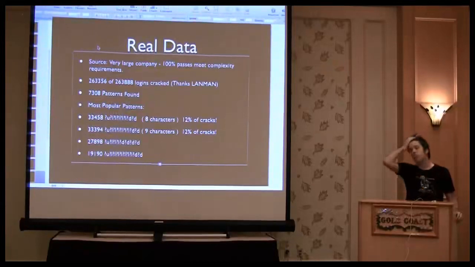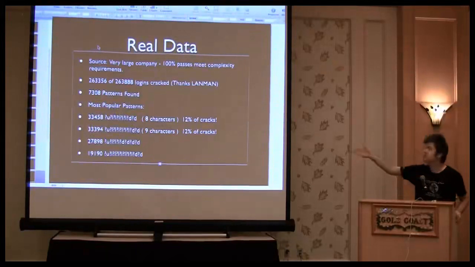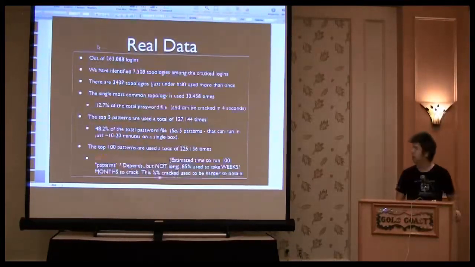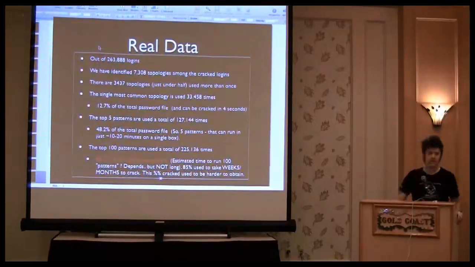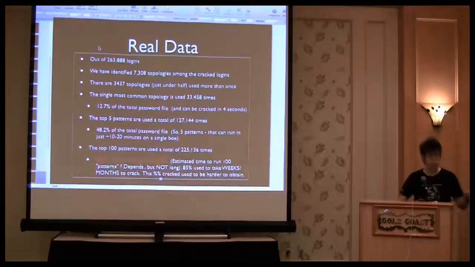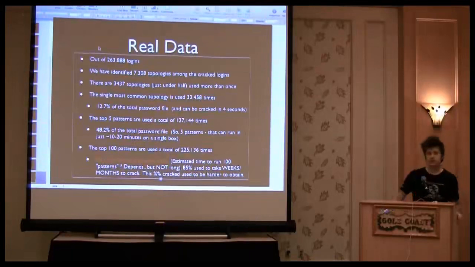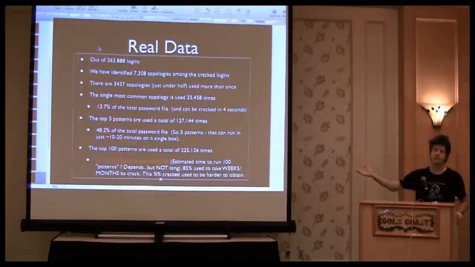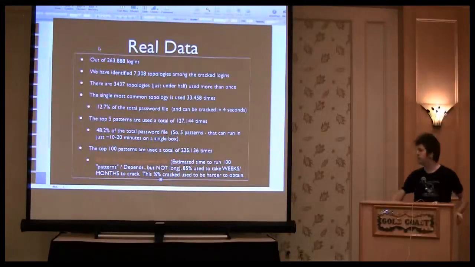The second most popular one is 9 characters, and it's 12% as well. Going on down, you can see the numbers fall off. Out of the 263,000, we identified 7,000 topologies, patterns. That's all that means. Roughly 3,000 of them were used more than once, so the other ones were one-offs. Good for them. The most popular one was used 33,000 times. It's 12% of the hashes, so obviously that's important.